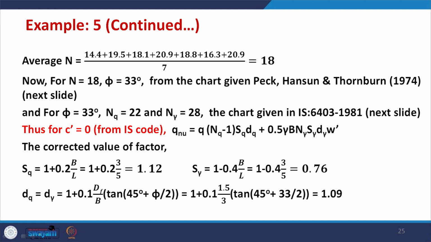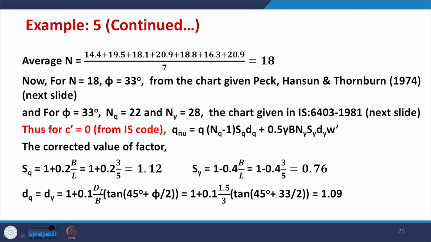And here the value of C is given 0. So, we do not need the value of NC, and finally using this relation you get the value of net ultimate bearing capacity. Here this is according to IS code. So, you need to apply the correction due to the shape factor and depth factor also.